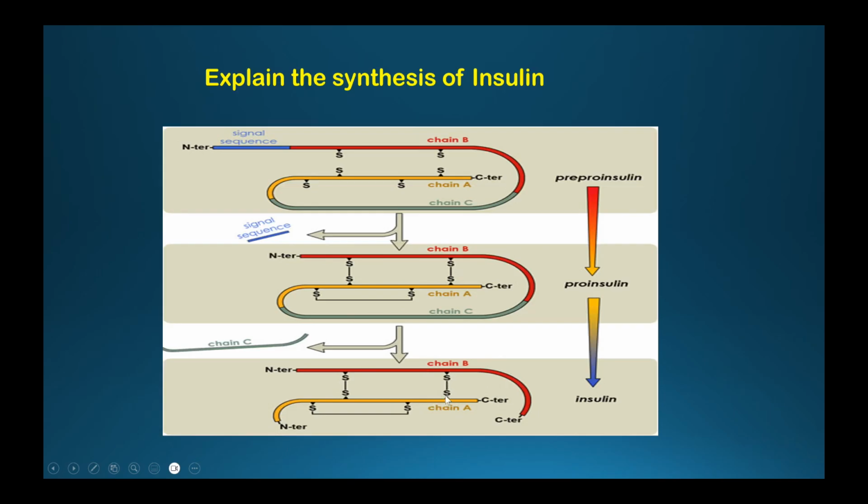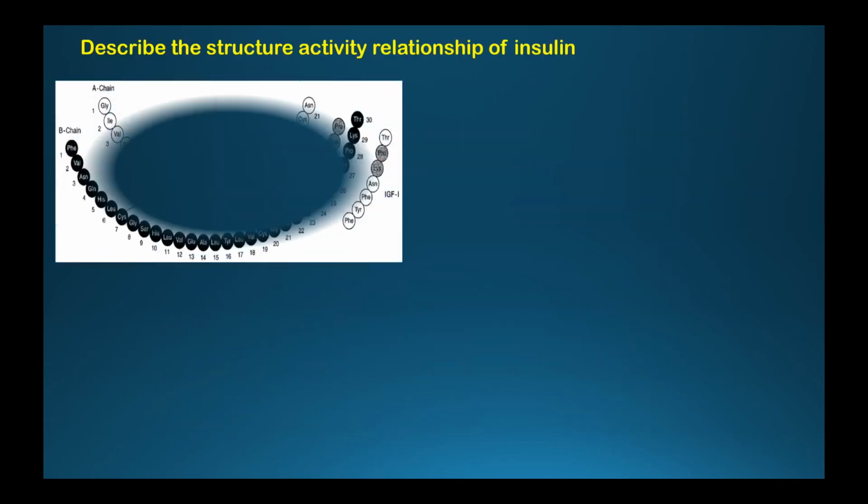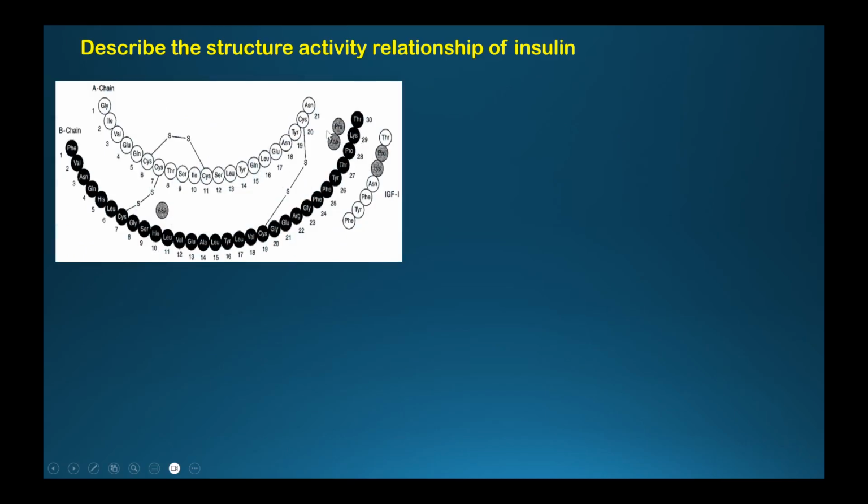And these are the disulfide bonds attaching the 2 chains as well as within the A chain. So there are 3 disulfide bonds, 2 between the A and B chain and 1 within the A chain itself, in between the amino acid sequence. So the final insulin is nothing but a combination of 2 chains containing 51 amino acids, 21 and 30 in 2 sequences. This is the picture to show: you can see the 21 amino acid A chain and the 30 amino acid B chain.